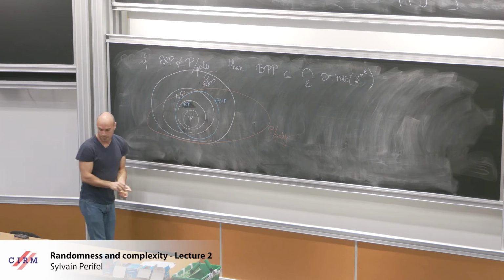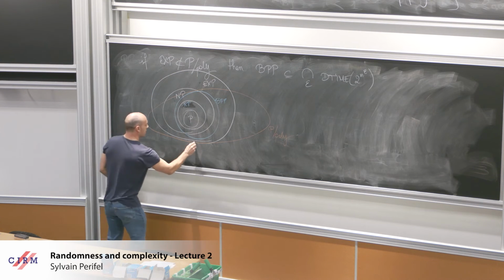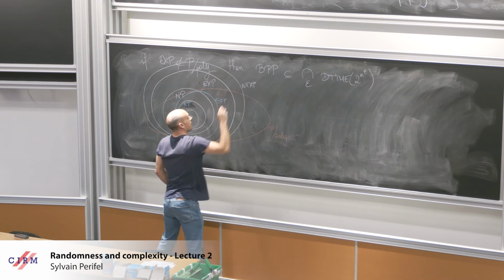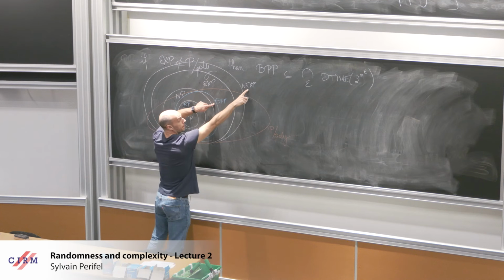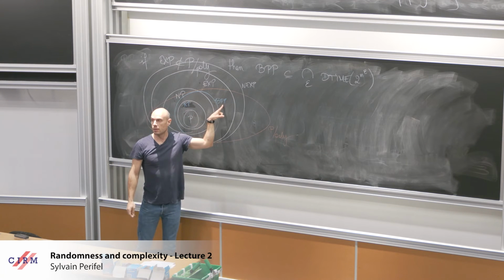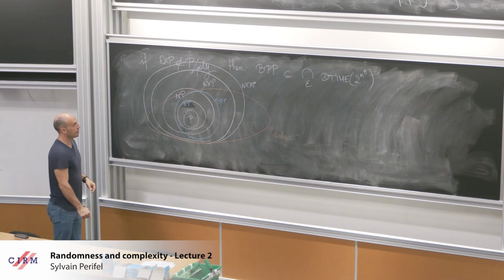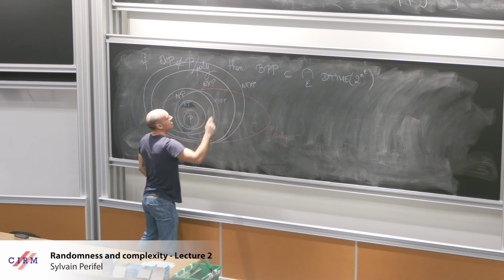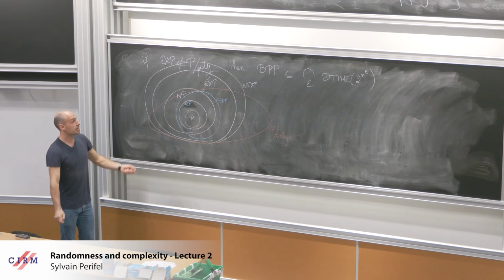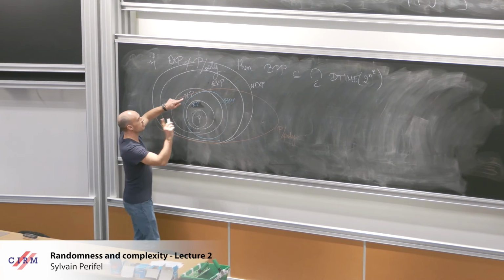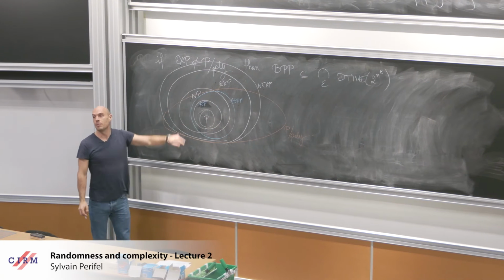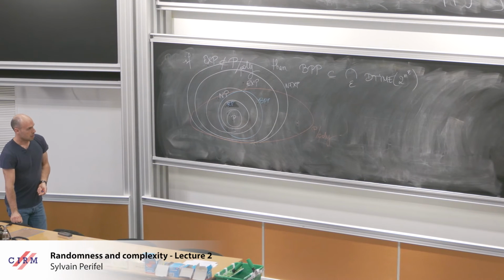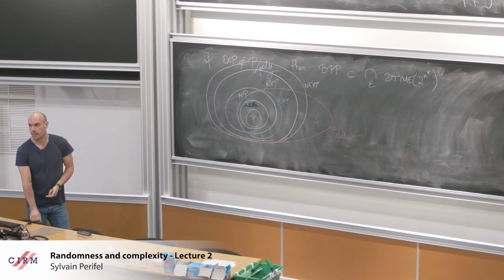And if I draw another class here, NEXP, we don't know if it is different from BPP. It might be that NEXP is equal to BPP, okay? It might not be, but probably not. But we don't know how to rule out this possibility that NEXP is equal to BPP. And still, it is different from NP. NEXP is different from NP because you have the similar time hierarchy theorem for non-deterministic time. Okay. Is that clear? Yeah. Okay.